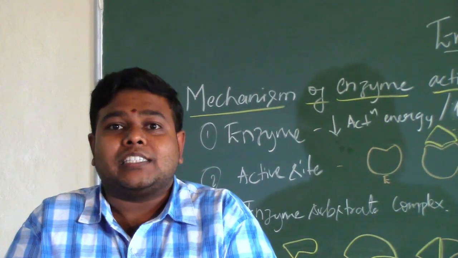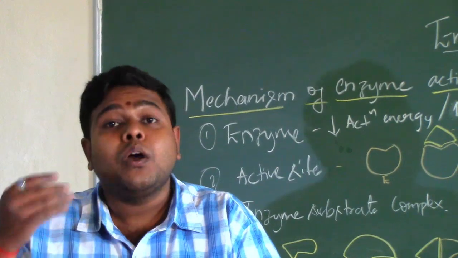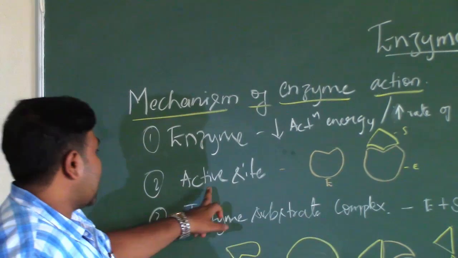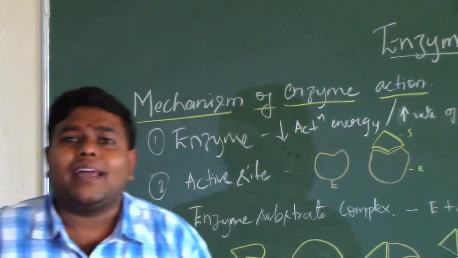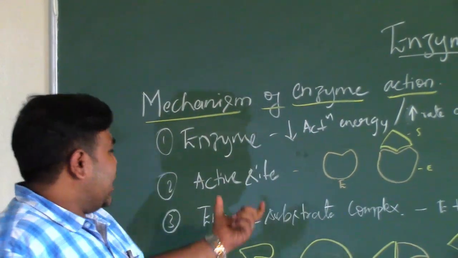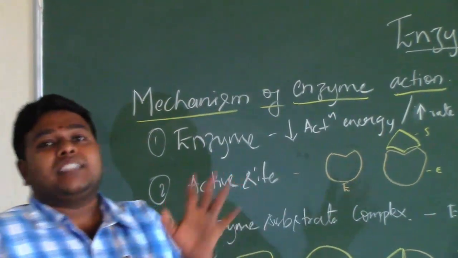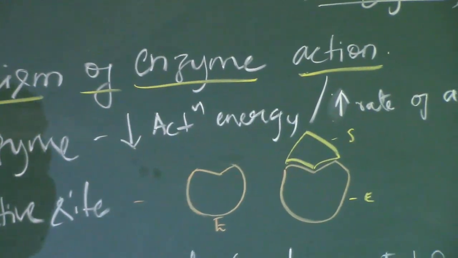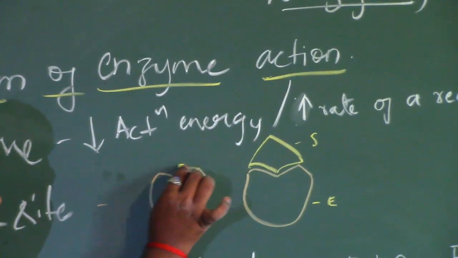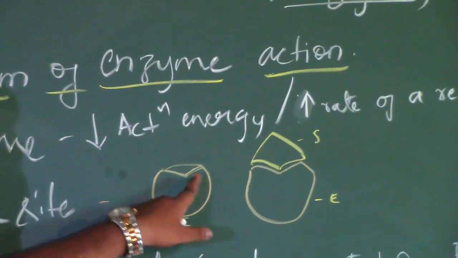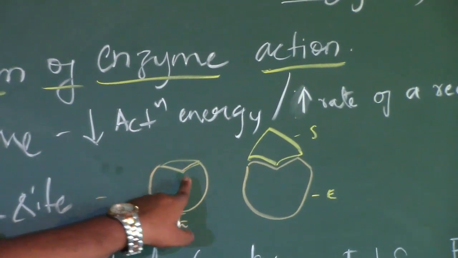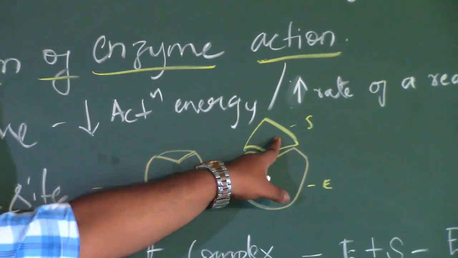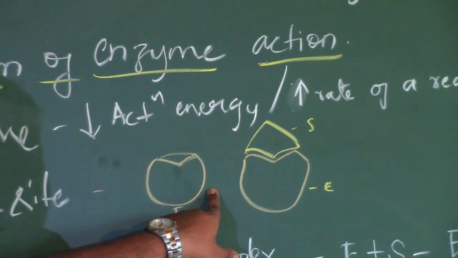So how will this enzyme function? How will this enzyme work? For that, we have to understand about the active site. So what do you mean by active site? The active site is nothing but a part of an enzyme. Imagine this structure over here is an enzyme, and the structure found in this part can be called the active site. This is the region called the active site. This is the region meant for the attachment of a substrate.